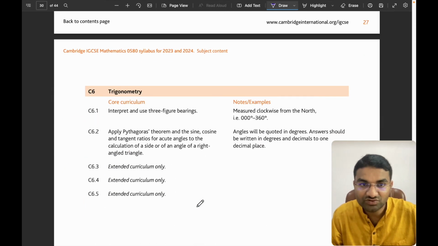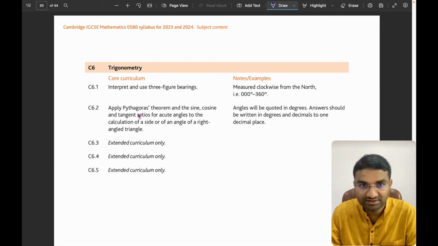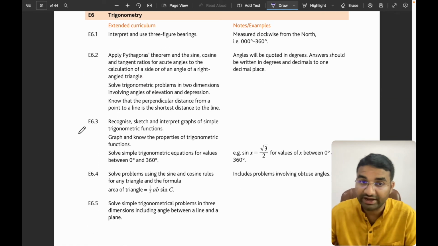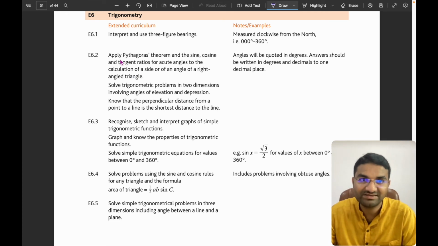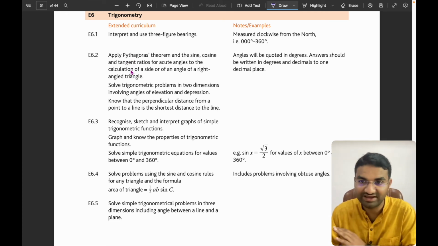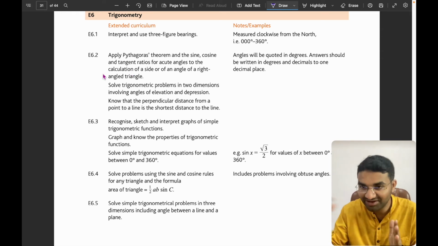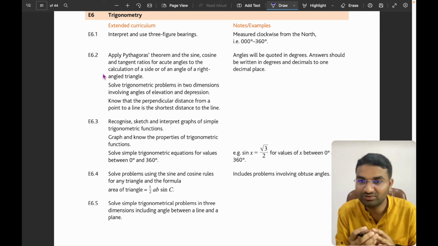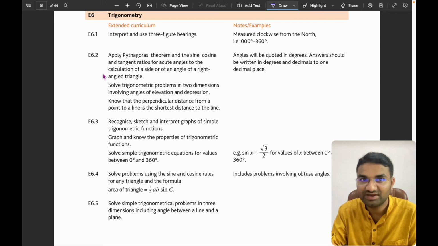Fine. Then next, trigonometry. For trigonometry, again, you have to interpret the bearing, then sine, cos, tan, then apply the Pythagoras theorem. For extended students, you have to learn and study many things in the trigonometry part, and it's interesting, not difficult. Okay, so if you want to pursue something bigger and better in life, such as, for example, engineering or data scientist or something like that, then learning these basic concepts is pretty important.